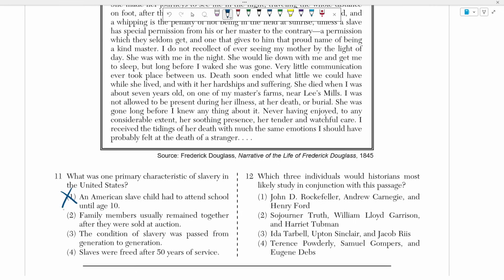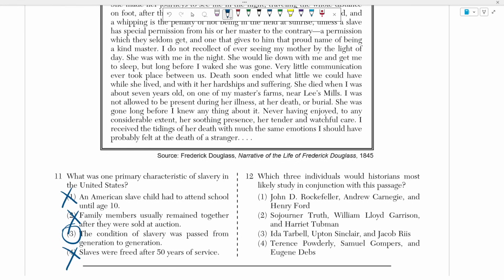Choice 2, family members would usually remain together after they were sold at auction. That's false, right? One of the most horrific parts about slavery is that families were sold to different slave owners, so it tore families apart. Not only did it displace families from Africa, but it also tore them apart after they were sold. Choice 3, the condition of slavery was passed from generation to generation. This is true. The primary characteristic is that if your father was a slave and you were born to a slave, you would also be a slave. It doesn't matter whether you were born in America or taken from Africa. As long as you were born to a slave, you would be a slave. And choice 4 is also false. You would be a slave for your entire life unless you were freed.